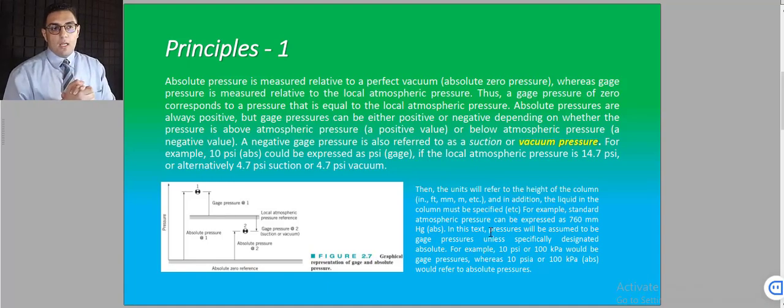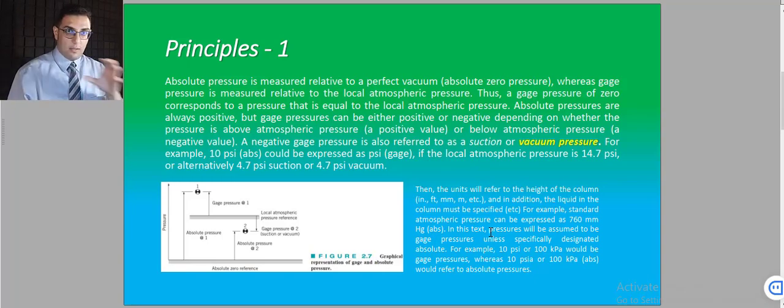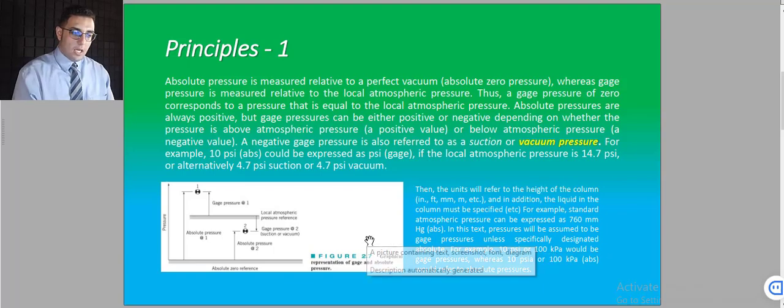And one more time, I'll tell you that the pressures that we are considering in the whole of fluid mechanics, and most importantly in Fluid Mechanics 1, are gauge pressures, as long as we have not mentioned the absolute term. For example, we have 10 psi A. This means 10 psi absolute, or 100 kilopascals absolute. The absolute term is mentioned here.